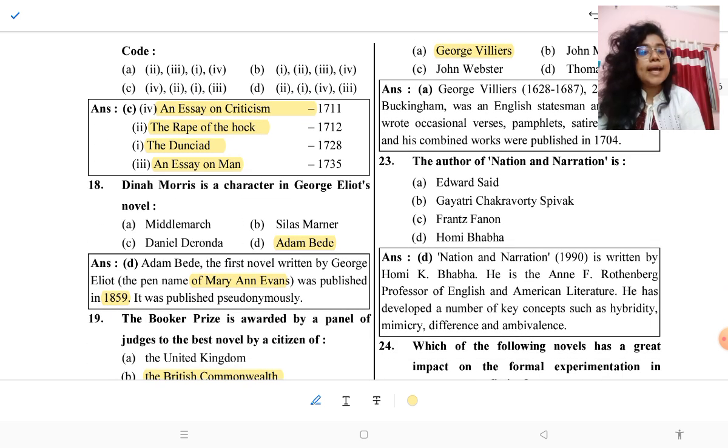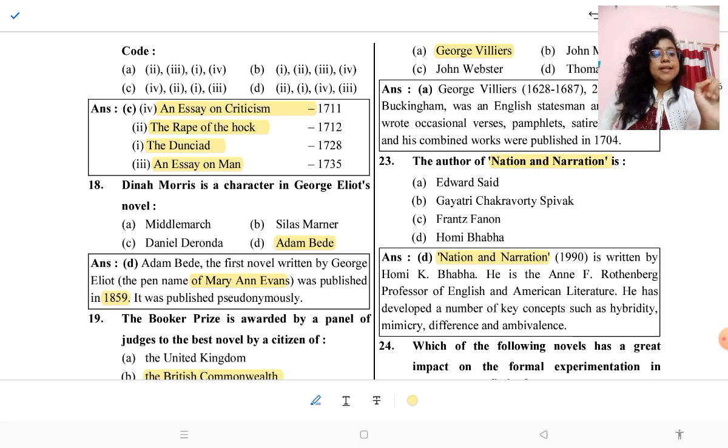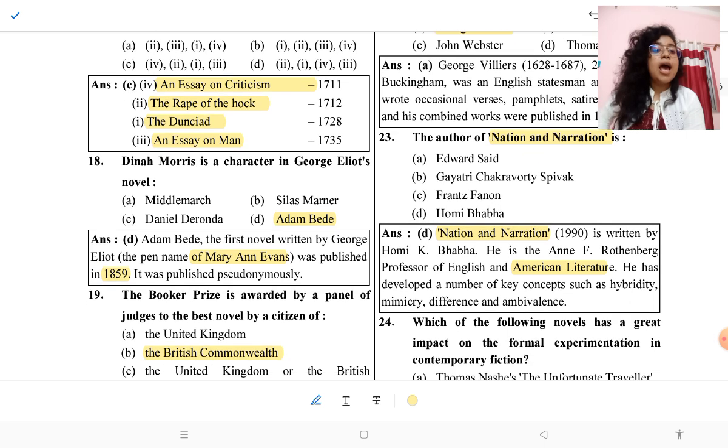The author of Nation and Narration: so the author of Nation and Narration is Homi Bhabha. It was edited in 1990 by Homi Bhabha. He is the Anne F. Rothenberg Professor of English and American Literature. He has developed a number of key concepts such as hybridity, mimicry, difference, and ambivalence.